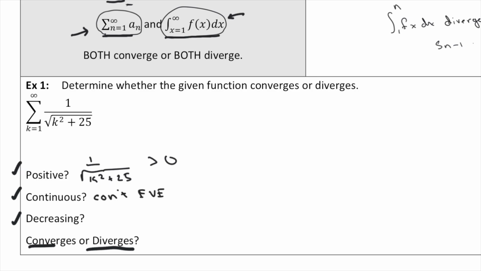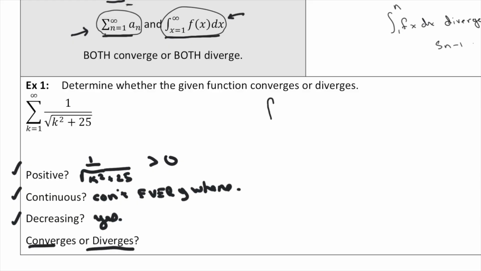We're specifically interested for k equals 1 to infinity, but this one is continuous everywhere. And is it decreasing? Yes. Why, yes it is. And you can find the derivative, or you could use a ratio to show that it is decreasing. All right, so we want to determine now.